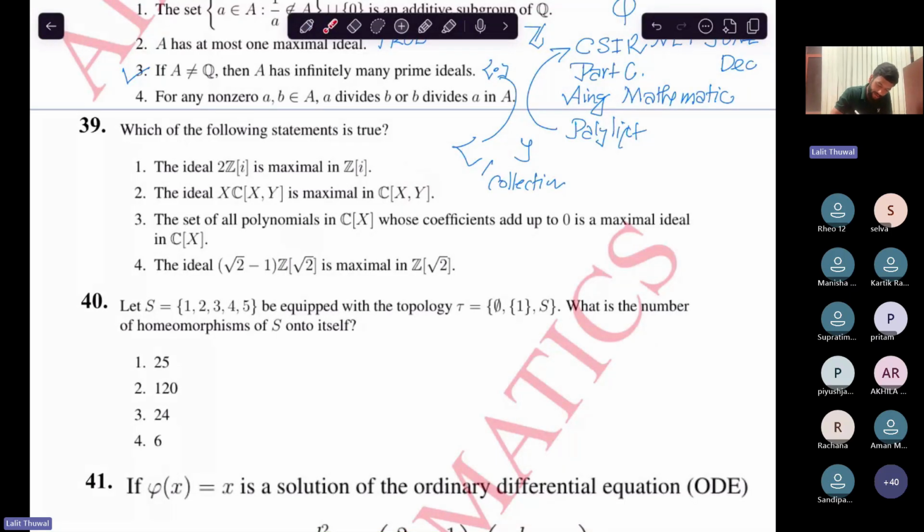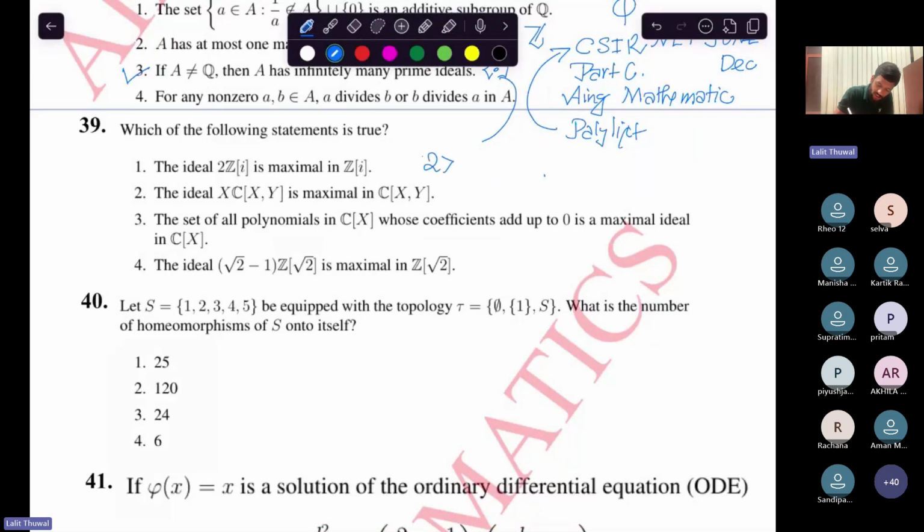So this one asks which of the following ideals is maximal. The first option cannot be maximal. Why? Because 2Z[i], the ideal generated by 2, contains the product of 1 minus i and 1 plus i, but none of them is in the ideal generated by 2. So this is not even a prime ideal, let alone maximal.